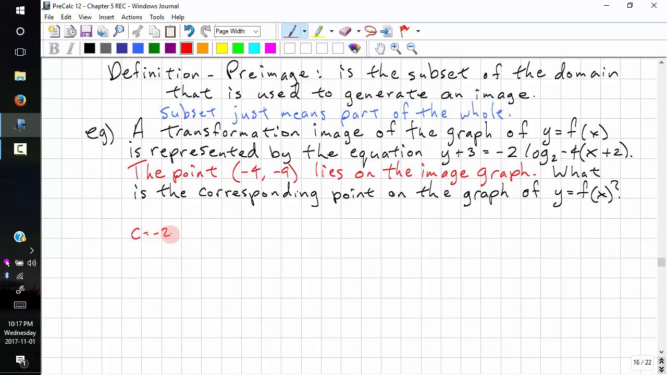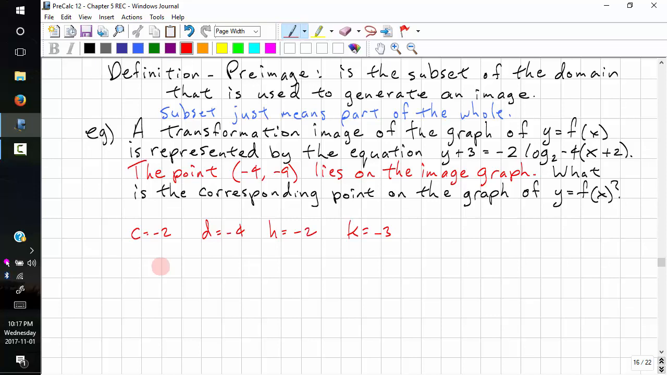C = -2, D = -4, H = -2. Remember, we changed the sign. K = -3, and we changed the sign here as well. If this was on this side, we wouldn't need to change the sign.